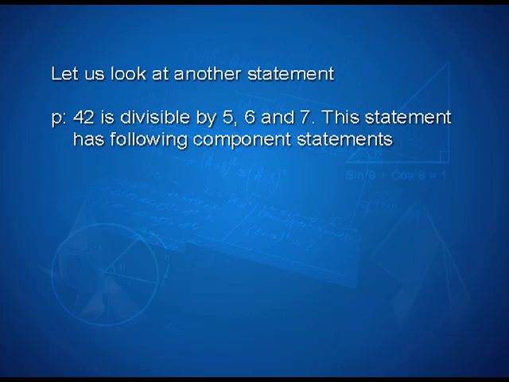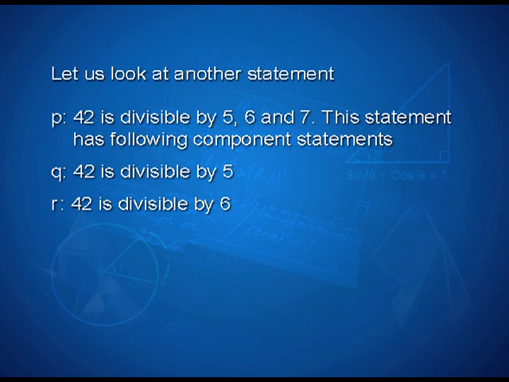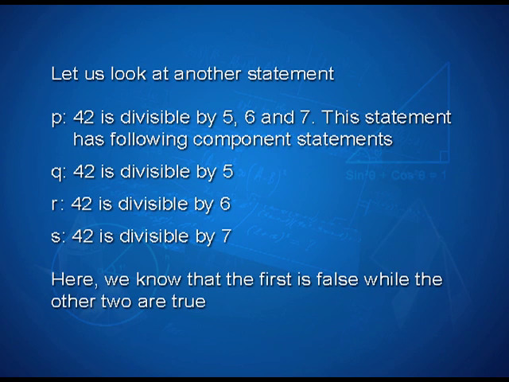Let us look at another statement. P: 42 is divisible by 5, 6 and 7. This statement has the following component statements. Q: 42 is divisible by 5. R: 42 is divisible by 6. S: 42 is divisible by 7. Here we know that the first is false while the other two are true.